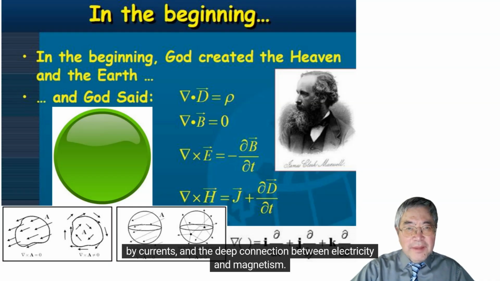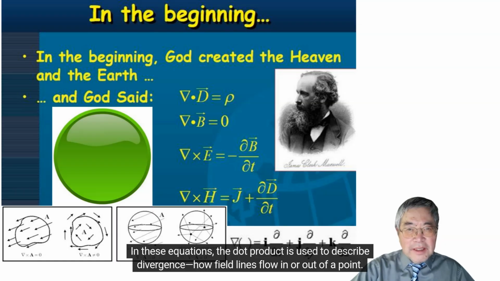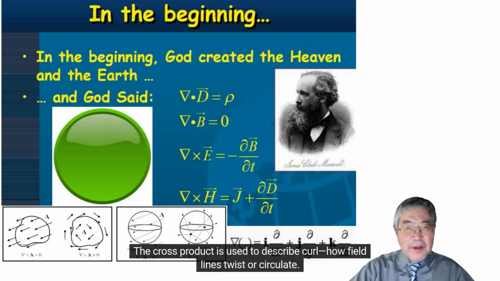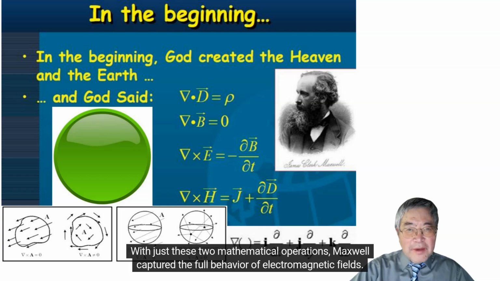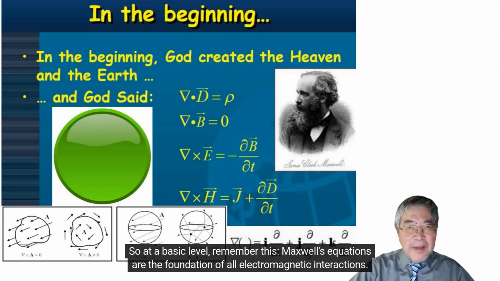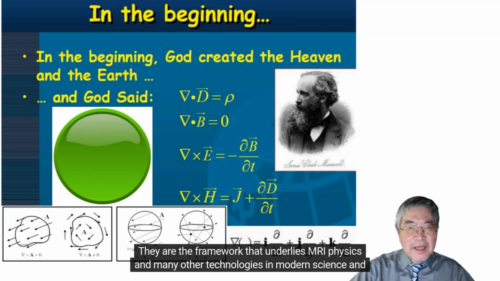and the deep connection between electricity and magnetism. In these equations, the dot product is used to describe divergence, how field lines flow in or out of a point. The cross product is used to describe curl, how field lines twist or circulate. With just these 2 mathematical operations, Maxwell captured the full behavior of electromagnetic fields. So at a basic level, remember this: Maxwell's equations are the foundation of all electromagnetic interactions. They are the framework that underlies MRI physics and many other technologies in modern science and engineering.